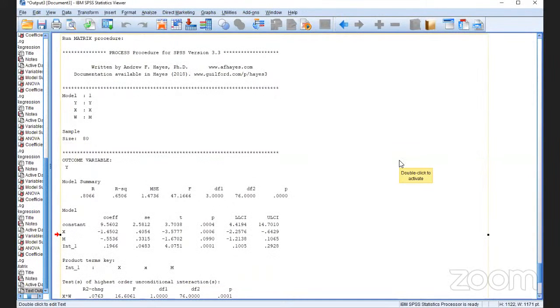Now I am interpreting the output. Now this is the output. So it is very easy to perform moderation in the PROCESS macro. Now there is model number 1: Y is the dependent variable, X the independent variable, and W the moderator variable. I have taken three variables in this case study: depression, stress, and negative cognition. Okay. So I am showing you the output. Where is the output?